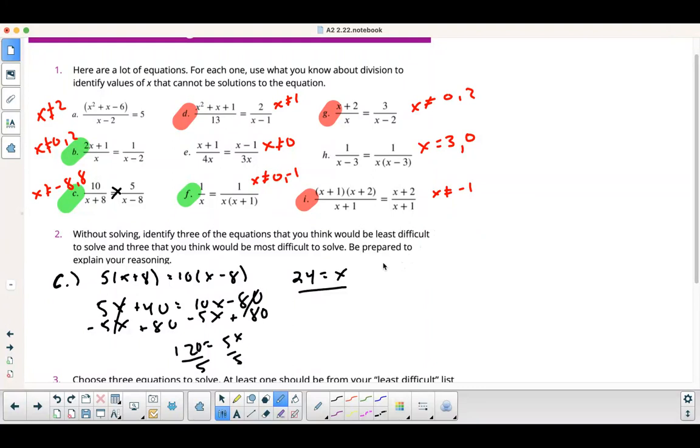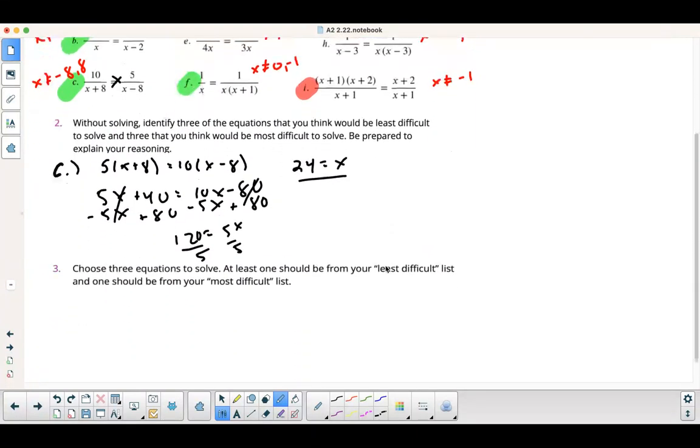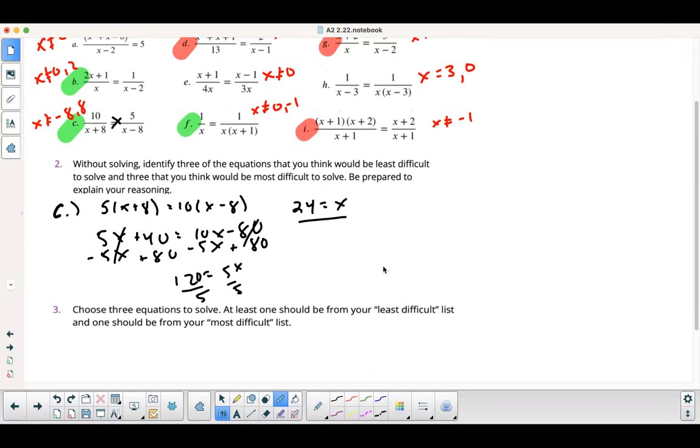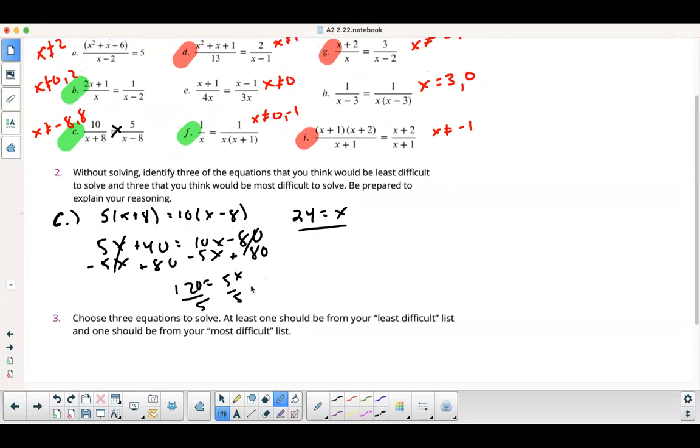All right, let's try one of the hard ones, I guess. Or let's try another one of the easy ones. I guess I should have done this down here, but let's choose another one of the easy ones. Maybe let's do F. So I'm going to cross multiply again, so I'm going to get x times x plus 1 equals x times 1. I'm cross multiplying.